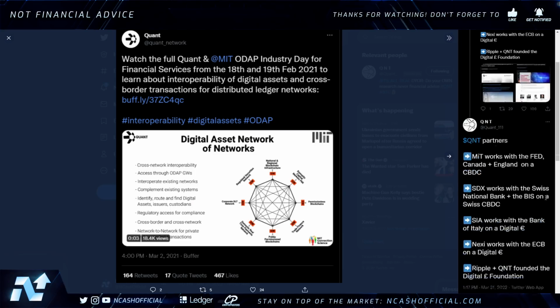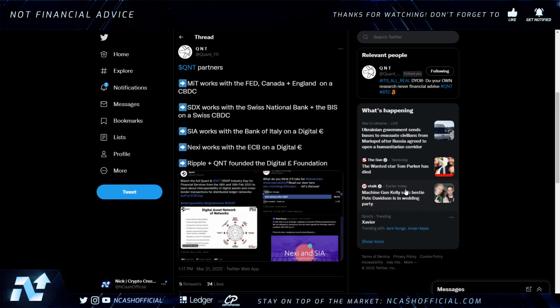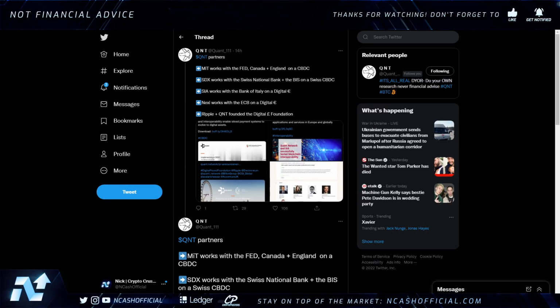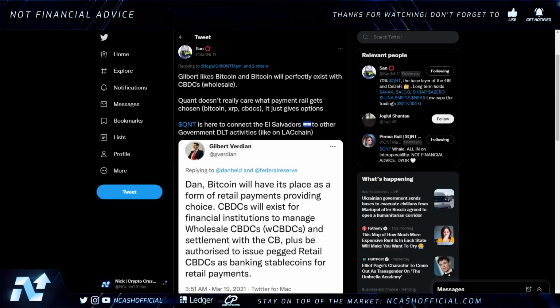Things that are proven, things that are here. This is such a major innovation within this area, especially in terms of interoperability, and nobody's really recognizing it, just because of, of course, the price. It's down 80%, right?